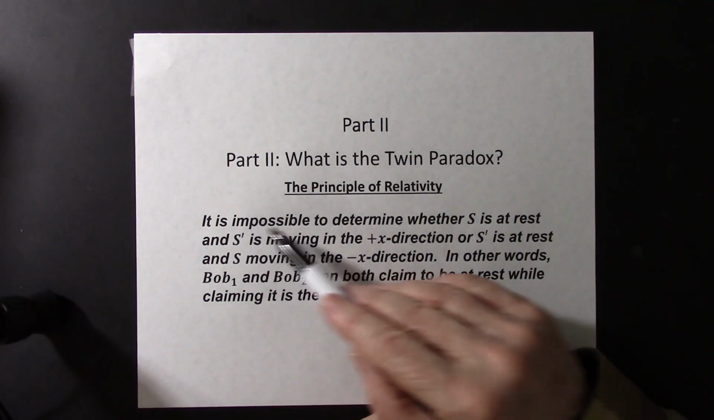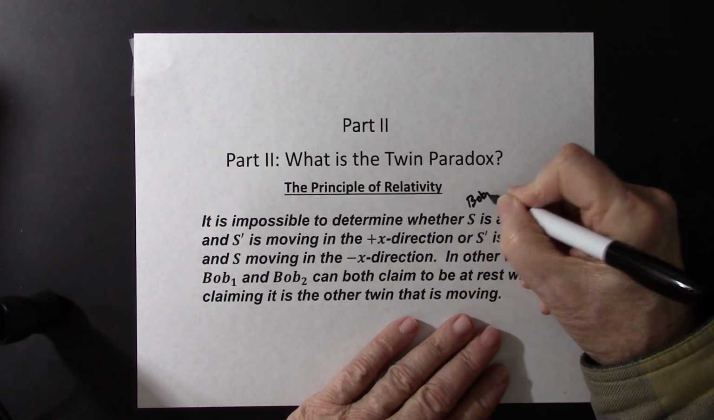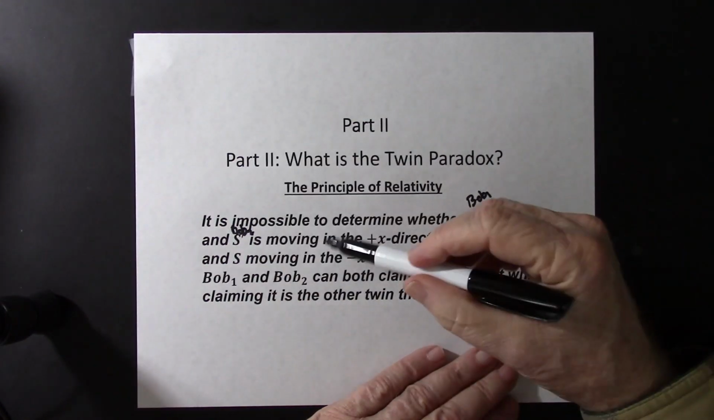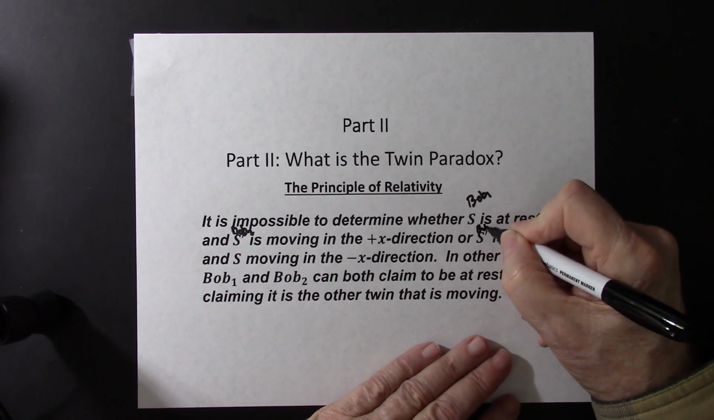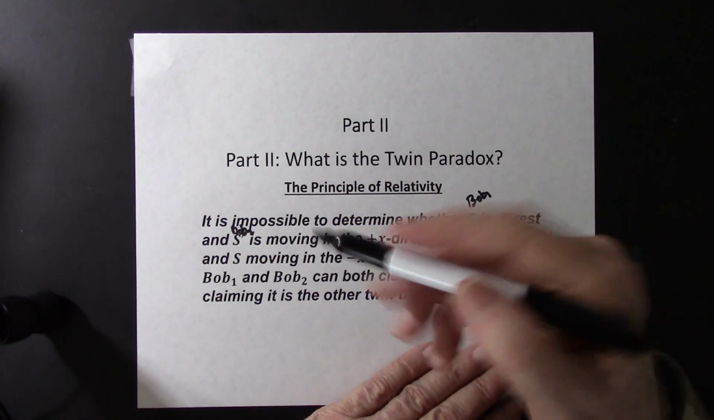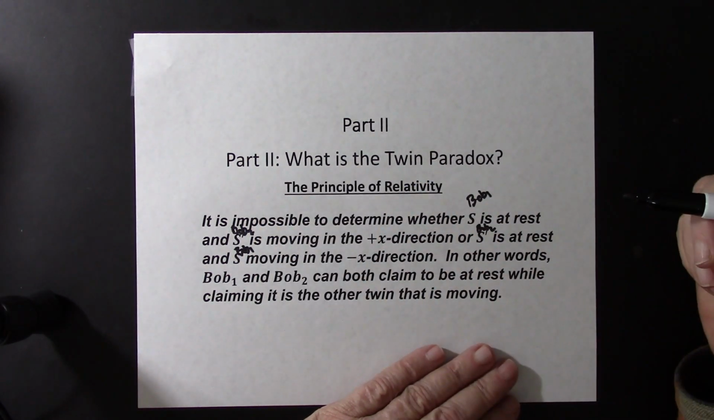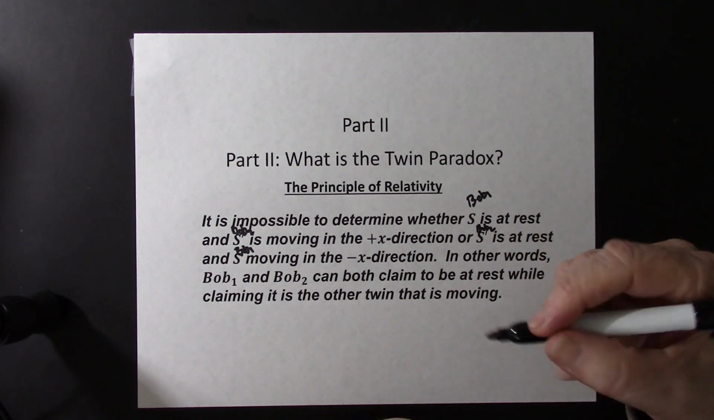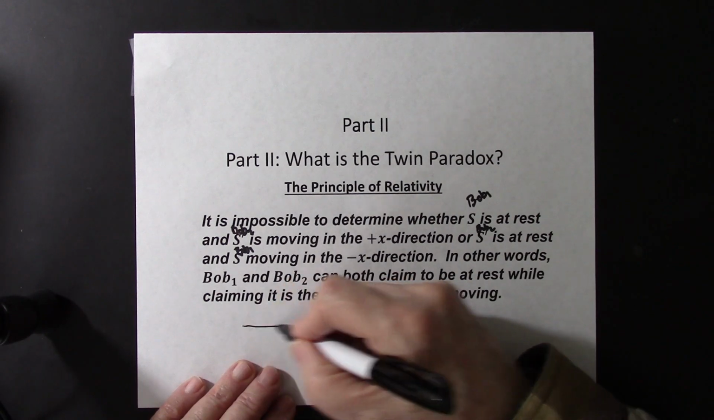Well, it says that it's impossible to determine whether S, this would be Bob 1, is at rest, and S prime, this is Bob 2, is moving in the plus x direction, or S prime, which is Bob 2, is at rest, and S, this is Bob 1, is moving in the minus x direction. In other words, both twins can claim to be at rest while it's the other twin that's moving.